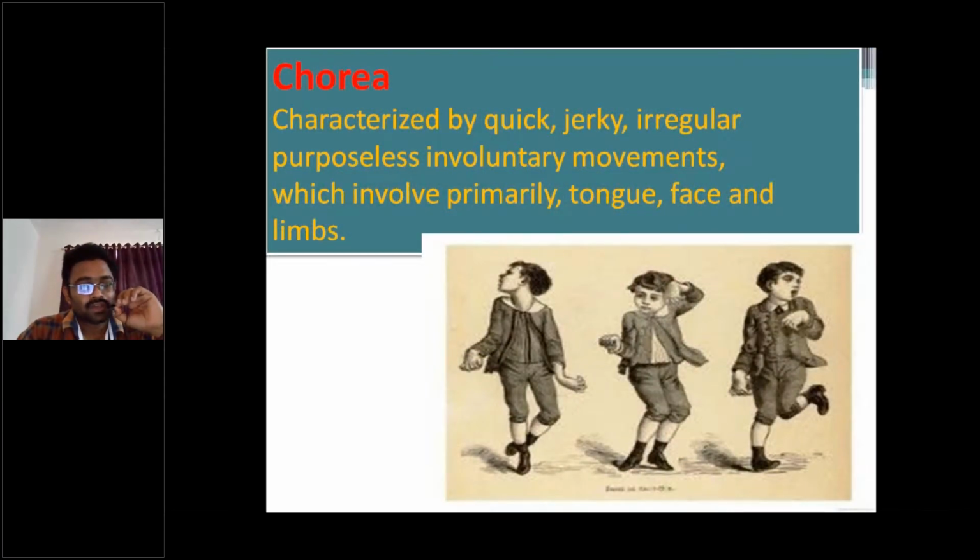Chorea. It is characterized by quick, jerky, irregular, purposeless, involuntary movements, which involve mainly the tongue, face, and limbs.